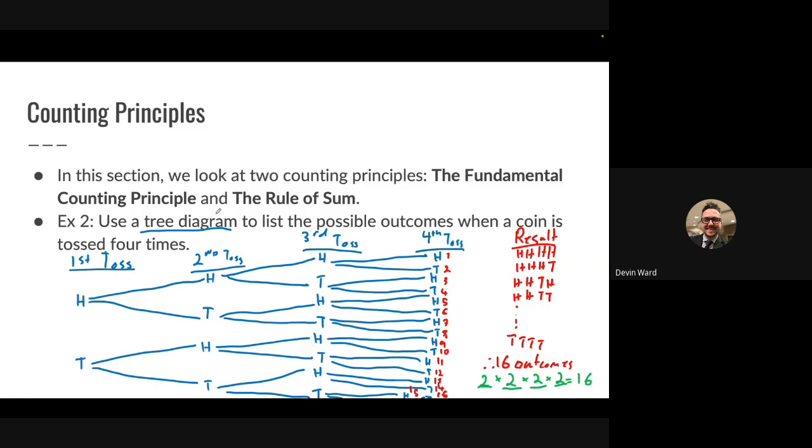Okay. So that's where we start to get into the fundamental counting principle, which is also known as the rule of sum, or sorry, rule of product.